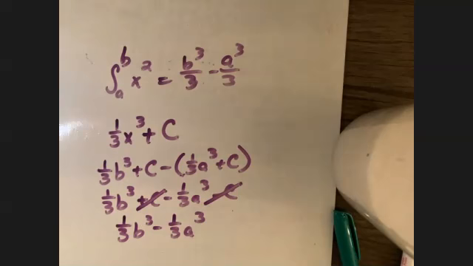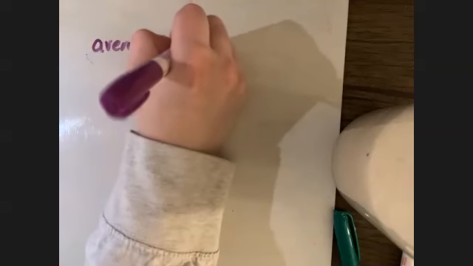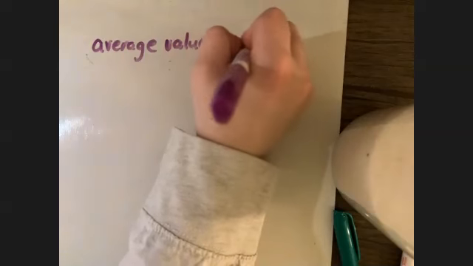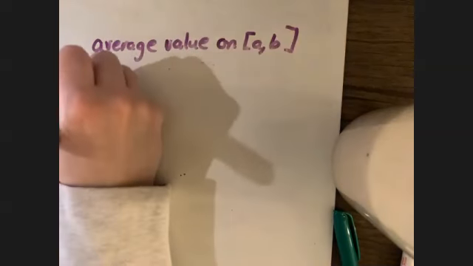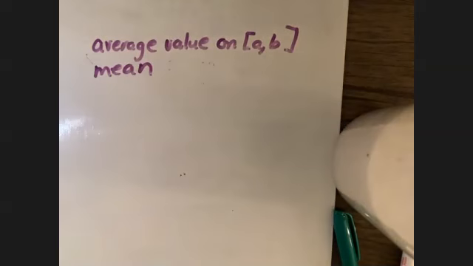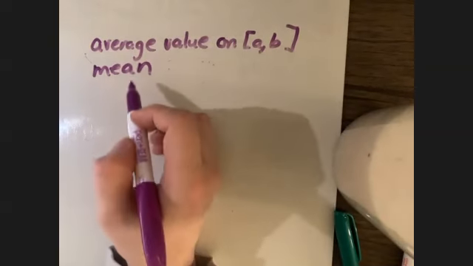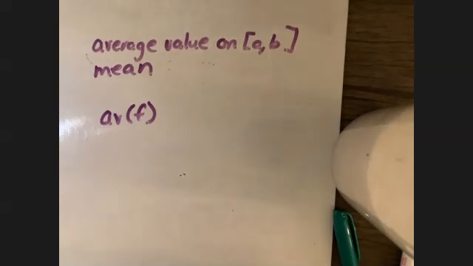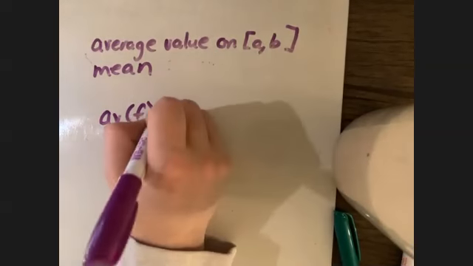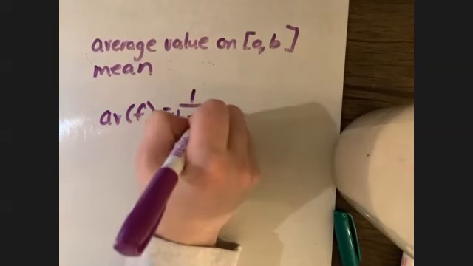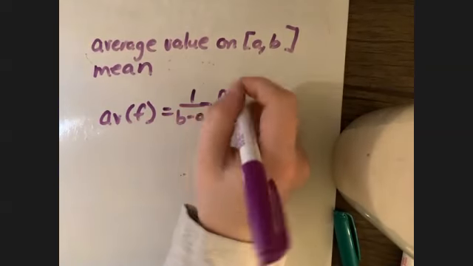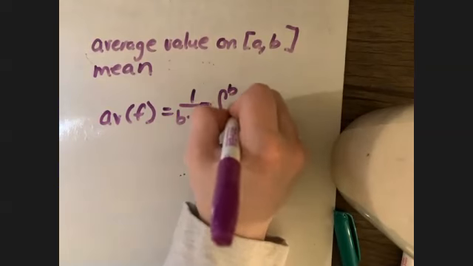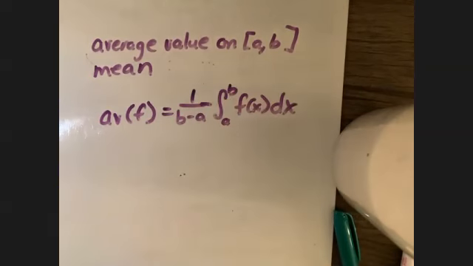Now then, one other thing that comes out of this section, okay, is the average value on A to B, okay? Sometimes this is also called the mean, okay? Keep in mind, average and mean have often been used coincidentally. Now, notationally, they call this AV of F, so it's the average value of F, and what this is equal to is 1 over B minus A times the integral from A to B of F of X dx.